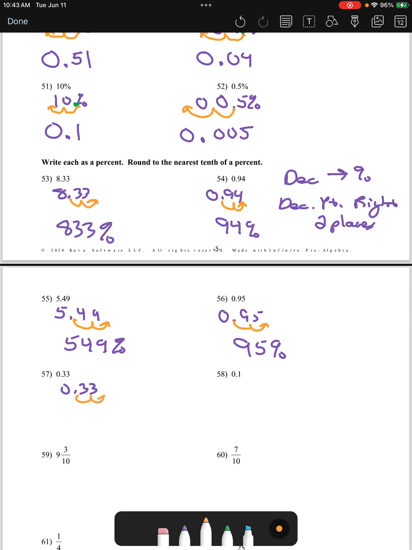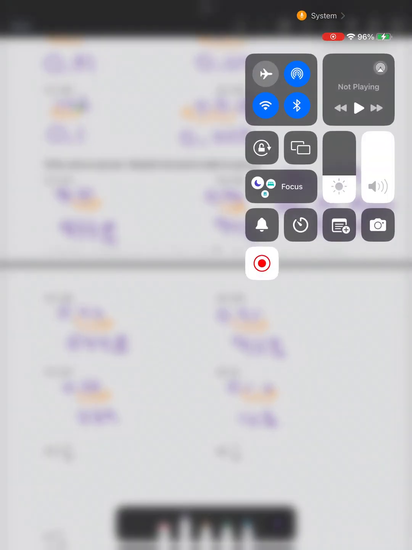In 56, 2 places to move gives us 95%. In number 57, 2 places gets us 33%. And in number 58, 2 places actually gives us a gap that we fill in, giving us 10%.